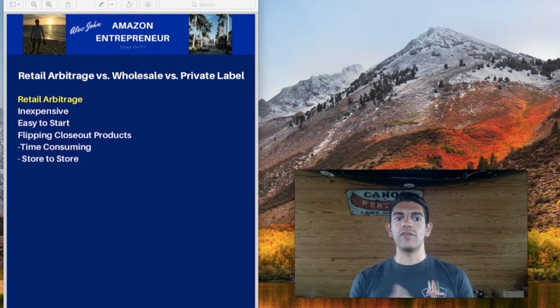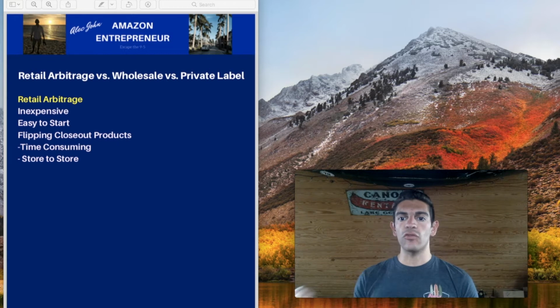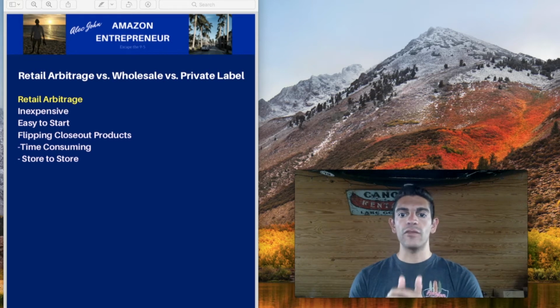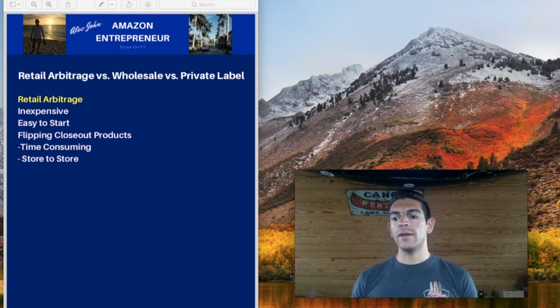It's time consuming and you have to go from store to store, drive around all day and find these products, and you might not find as many as you would have expected. So in my perspective, for retail arbitrage, I don't really like this at all. It's not something that you can create a real business off of, and it's not scalable. Some people do this, and they've kind of mastered this whole retail arbitrage game, but I wouldn't really advise you guys to do this.